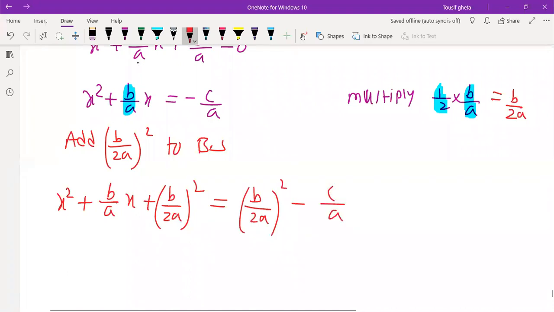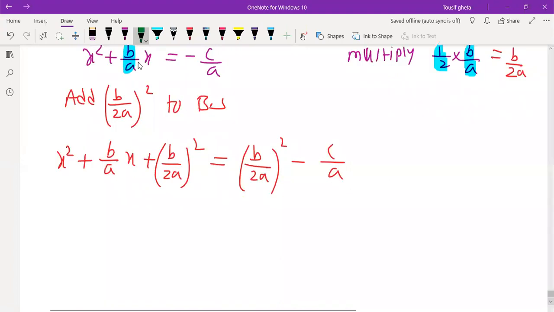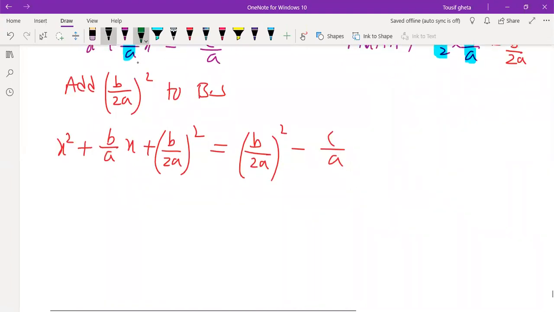Up to here, anybody is having doubt? Up to here, any doubt? Anyone can ask? Anybody having doubt? Anybody? No one.